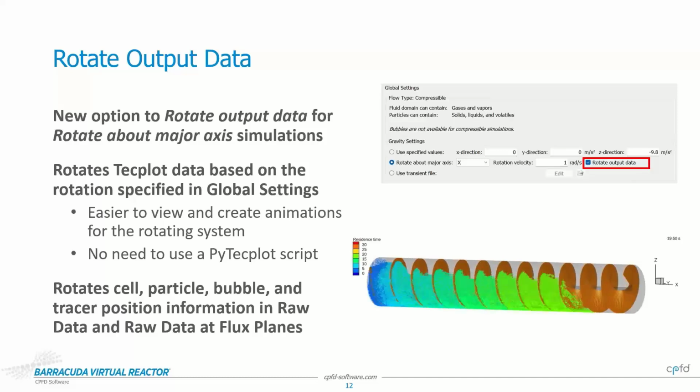Visualization data in Tecplot is rotated based on the user's specified axis of rotation and rotation velocity, and animations can be directly exported without having to use a script. Text-based output data, such as raw data, is also rotated in order to make data analysis more convenient. The animation on this slide shows a Barracuda simulation of an auger using the new rotate output data feature. We'll take a closer look at this example in the demo portion of the webinar as well.